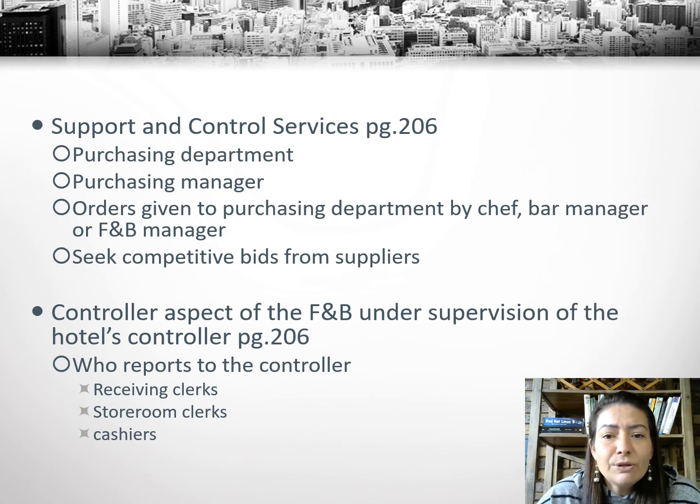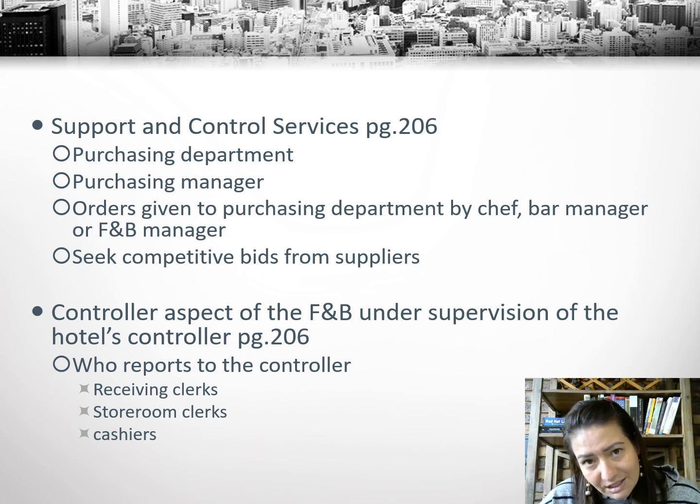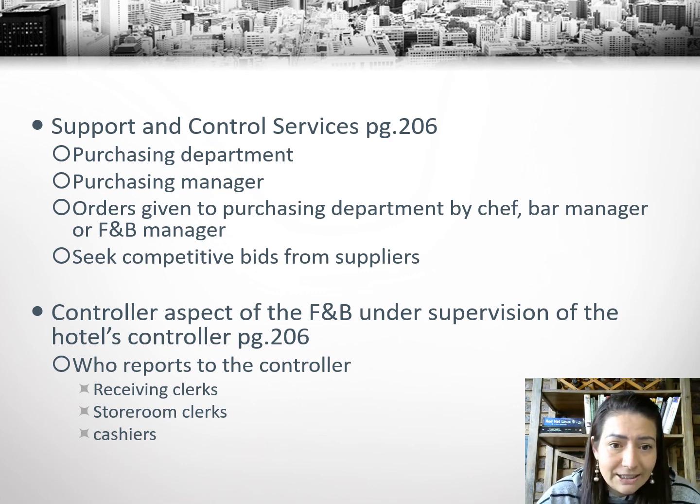Orders are given to the purchasing department by all the department managers, the chef, the bar manager, or the F&B manager. They have to seek competitive bids from suppliers. So obviously our hotel has suppliers, but they need to make sure that they get the best goods at the best prices, but the correct quality. So obviously the controller is in charge of this department.